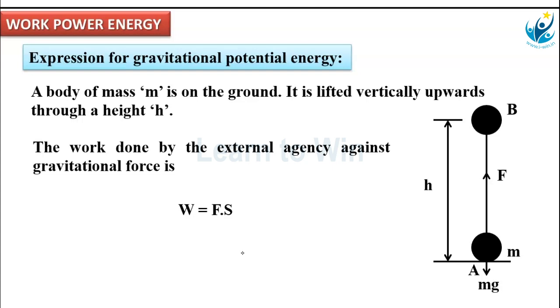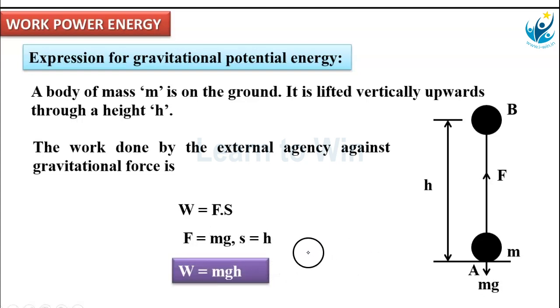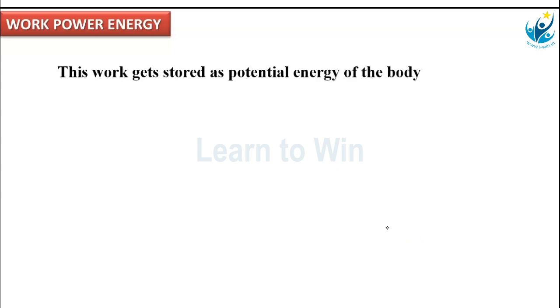What is F? F is the external agency, nothing but the applied force equal to the weight of the object, F equal to mg. The displacement is equal to h. F is mg, S equal to h. Substituting these two in the above equation, we get W equal to mgh. This work done to lift the object is stored in the body as potential energy. Hence, this work gets stored as the potential energy of the body.